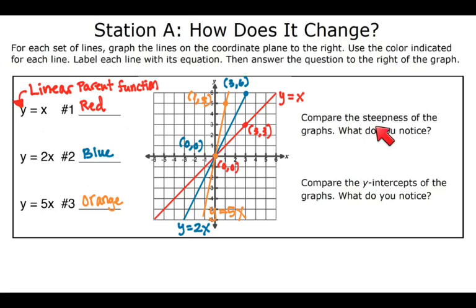We want to compare the steepness of the graphs. So what do you notice about the steepness as we go from the red line to the blue line to the orange line? And then you want to compare the y-intercepts of the graphs as well, and what do you notice? And then when you finish with that, you want to do the following pairs of lines as well, and also complete the backside.